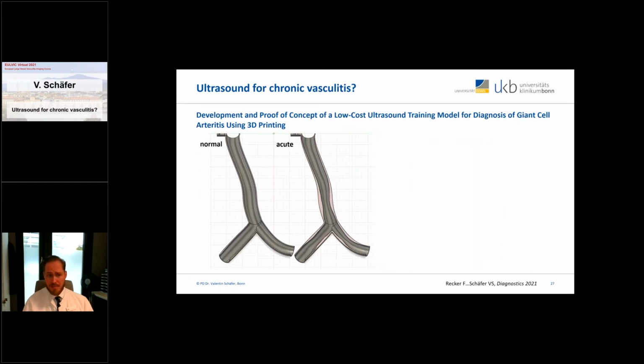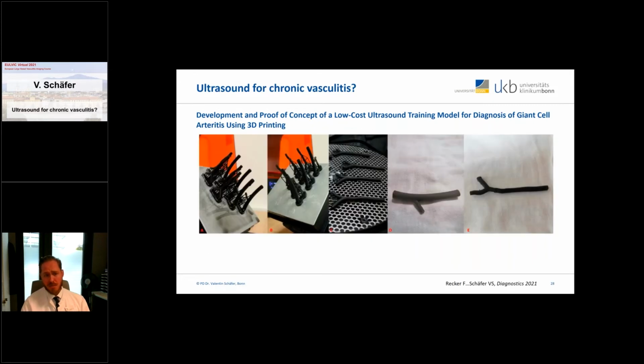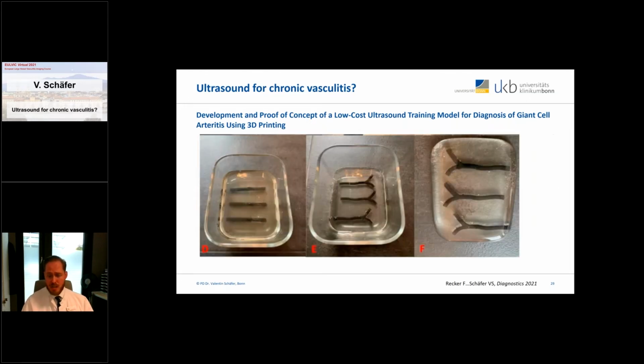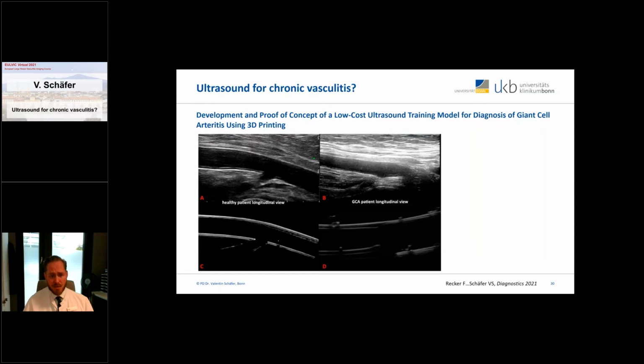And here's, for example, an example of a temporal artery. On the left side, a normal temporal artery. On the right side, an acute temporal artery. And we can print with a 3D printer structures smaller than 0.01 millimeters. So we can print tiny structures which correspond to the intima media complex, as you can see here. The arteries after printing with the stabilization structures, and then the final artery, which then gets embedded into a specific gelatine. It's also already published, this ultrasound model. And then we can do the ultrasound.